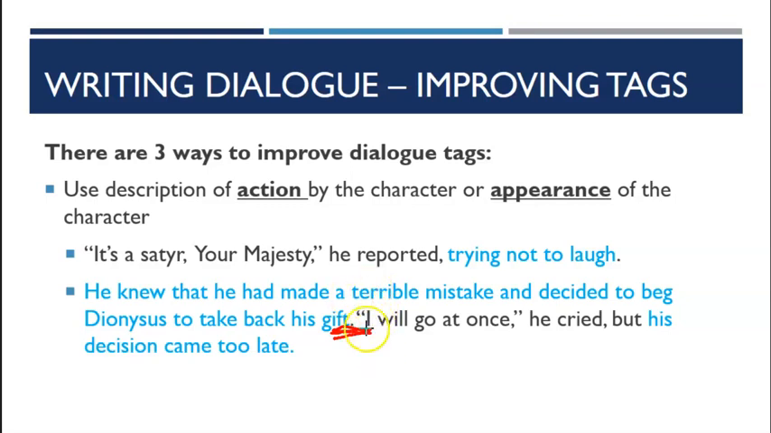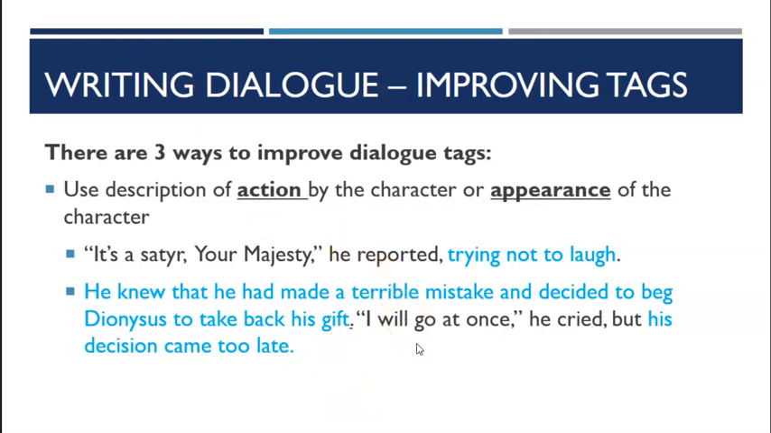Then we start our dialogue. I will go at once. And then we get our tag, right? He cried, which gives us that emotion that goes with, now we know why he cried, because he realized something, the internal thoughts that he had that come in front of this dialogue. And then it continues with additional description, okay? And so in this case, the period doesn't come until the end of that second set of description.